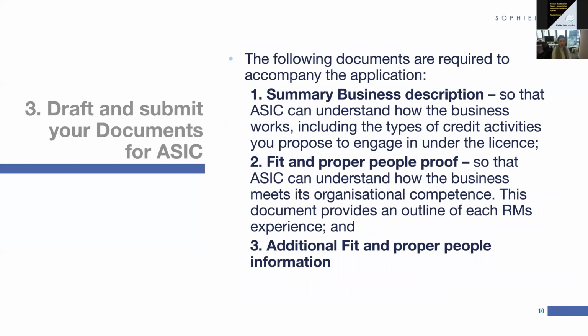The next step is to draft and submit your documentation. Under the ACL, there's not as many documents that need to be submitted to ASIC. Your first one is the summary business description, and that's a document that outlines your business activities so ASIC can understand how the business will work and the types of credit activities you propose to engage in under the license. Secondly, you must prepare the fit and proper people proof so that ASIC can understand how the business will meet and maintain its organisational competence. And this document is an outline of each responsible manager's experience. And then again, of course, there's the additional fit and proper people information that we'll touch on shortly.